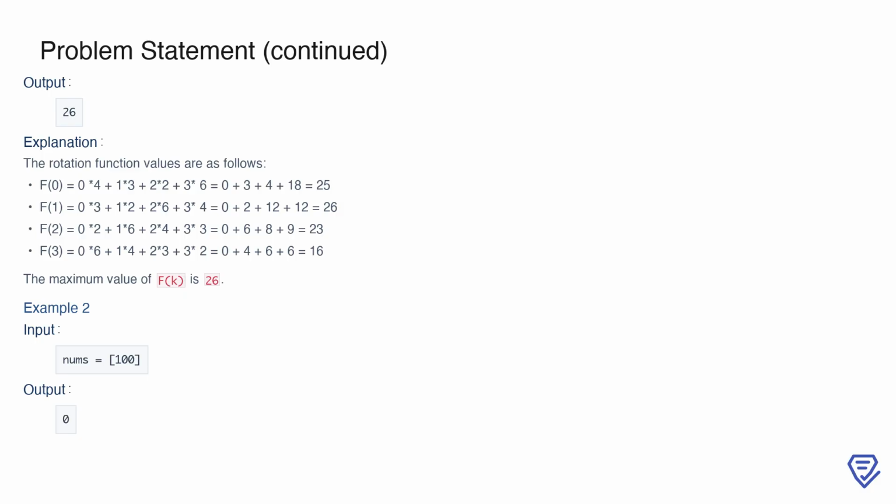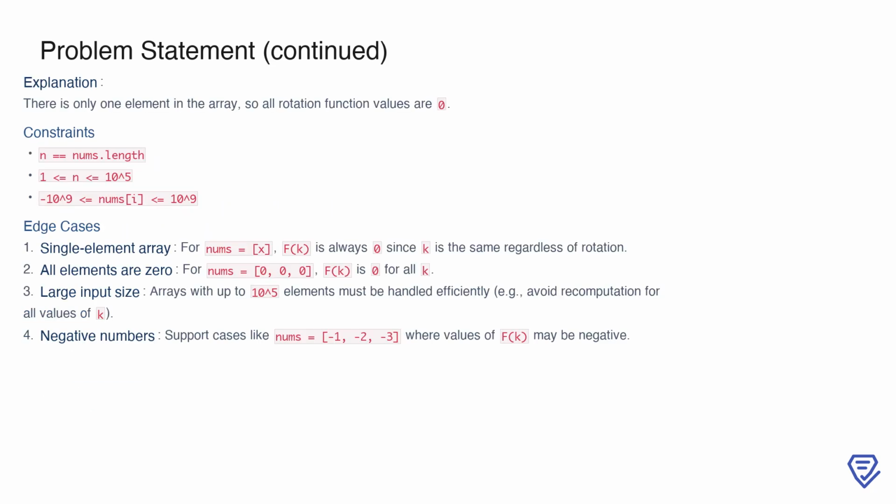In another example, where nums equals [100], there is only one element, so regardless of the rotation, F(k) is 0. This is because all terms in the formula are multiplied by their index, and the only index here is 0. Now let's consider the constraints and edge cases.